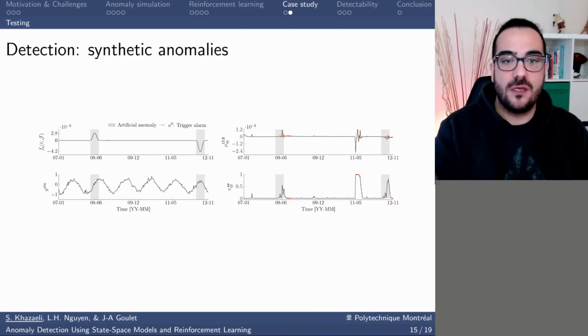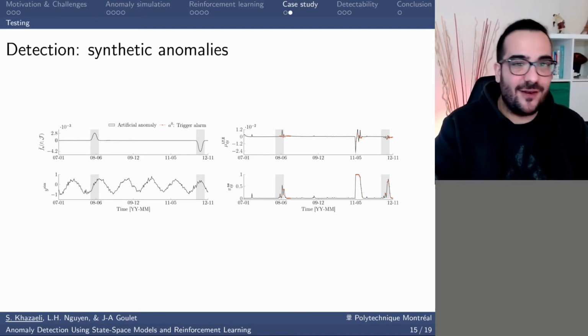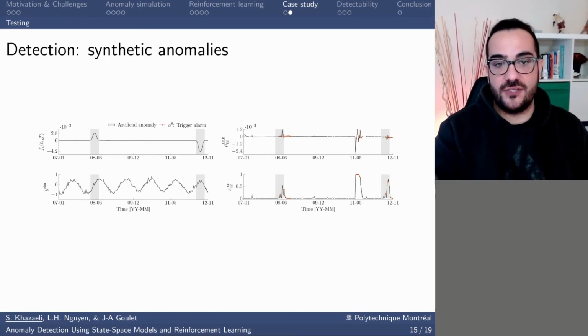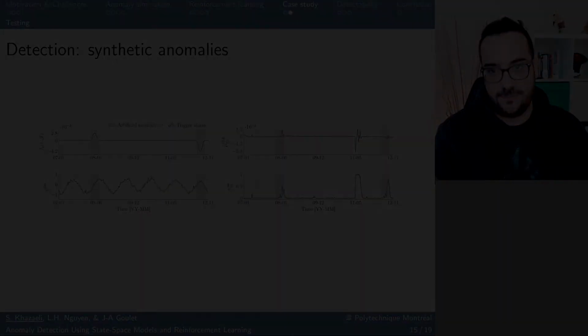So up to now, we have an agent that can detect the anomalies. But how can we quantify the detectability of the agent? In the following section, I'll show you our proposed method to quantify the detectability of the agent.